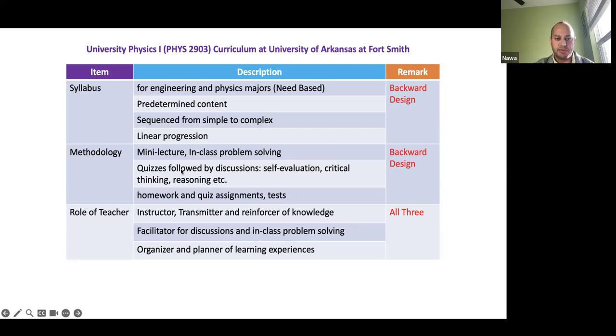Now, this is my methodology. I use mini lectures and in-class problem-solving discussions where they have the opportunity for self-evaluation, critical thinking, reasoning ability, problem solving, etc. I still think it's a backward design. It has components of active learning, which is also the focus of the central design, but I think there is no criteria or restriction on which methodology you can use in the backward design. So it has components of active learning, which are components of the central design. But all in all, you can choose any methodology you want. So I think it fits the backward design too.